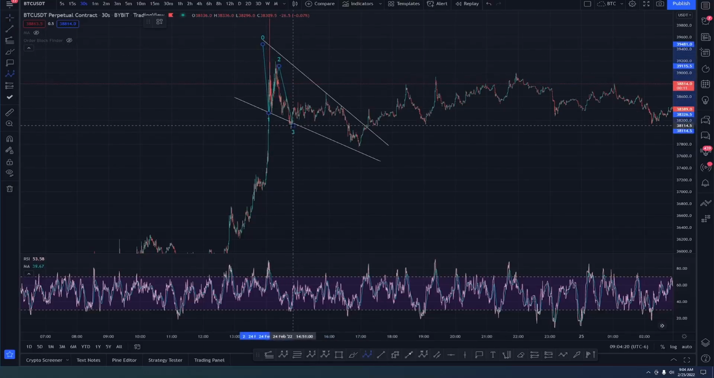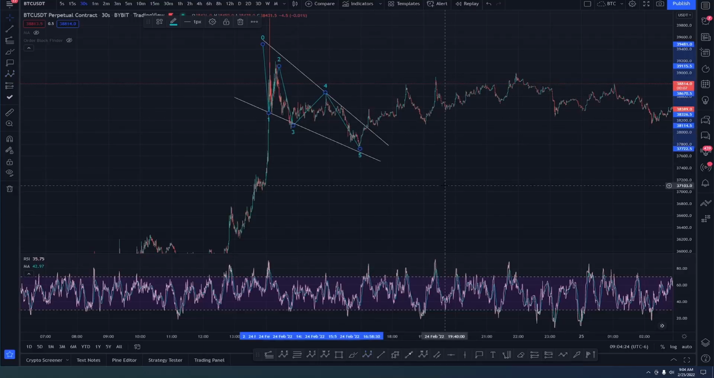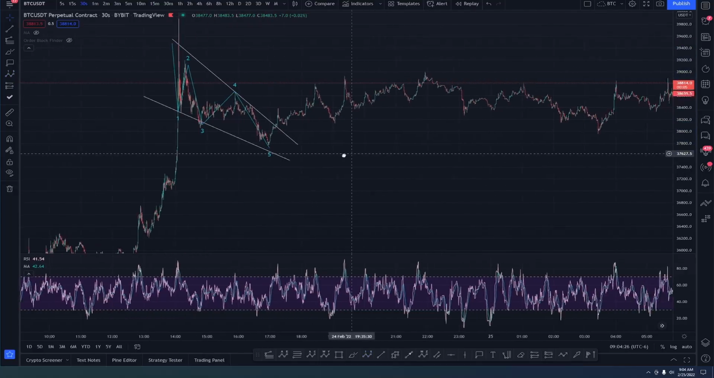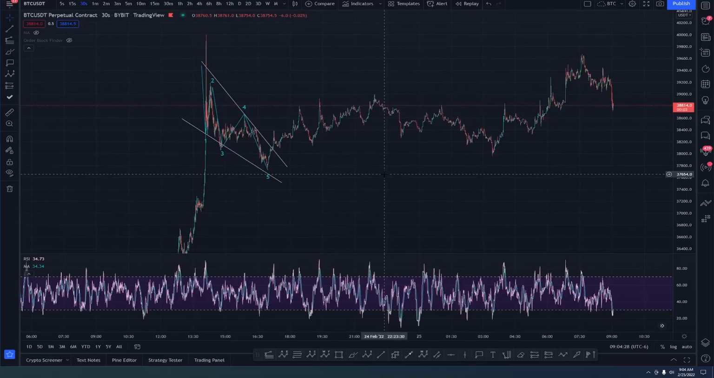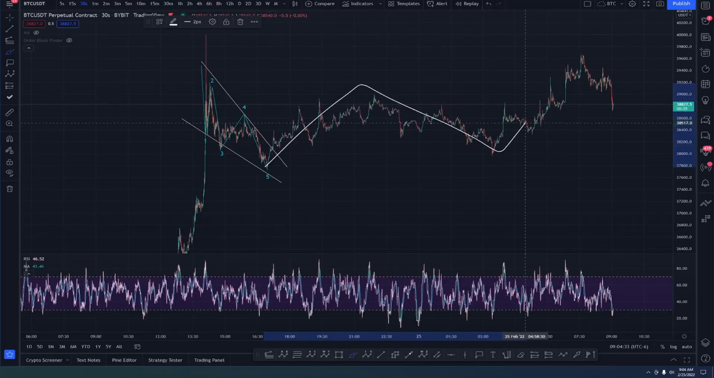1, 2, 3, 4, 5. That's not a triangle. That's what we call a leading diagonal. That's actually an impulse wave in the Elliott wave world, and what we would expect to see is a 3-wave pullback after that. And that's exactly what we just got. We got a 3-wave pullback.